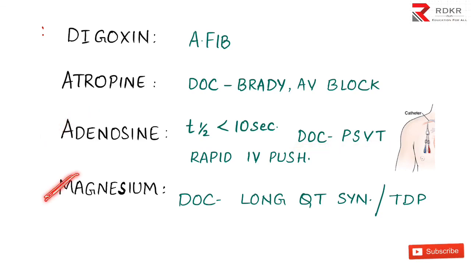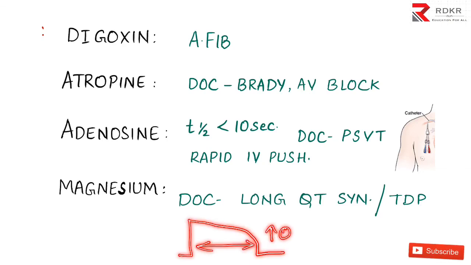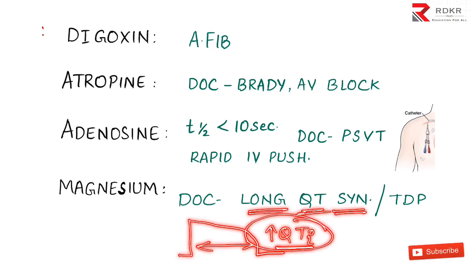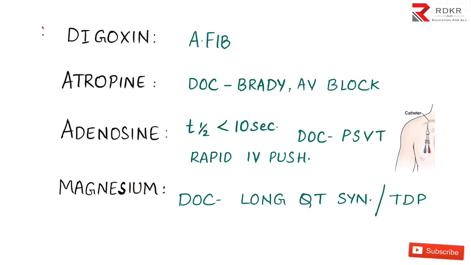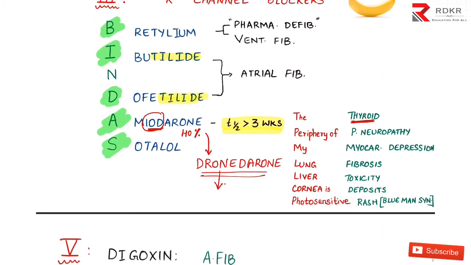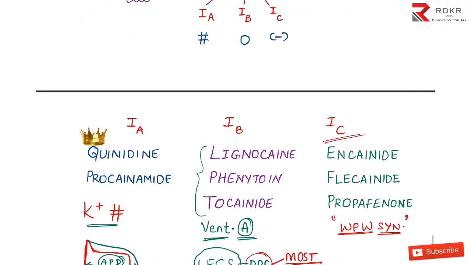And about magnesium, I already said, when you block the potassium channels, what happens? The repolarization takes more time. This increases the action potential duration, thereby increasing the QT interval. So there is one syndrome named long QT syndrome. So in these situations, the drug of choice is magnesium. This is also named TDP, Torsades de Pointes. Okay, these are all the important points you have to remember about the anti-arrhythmic drugs.